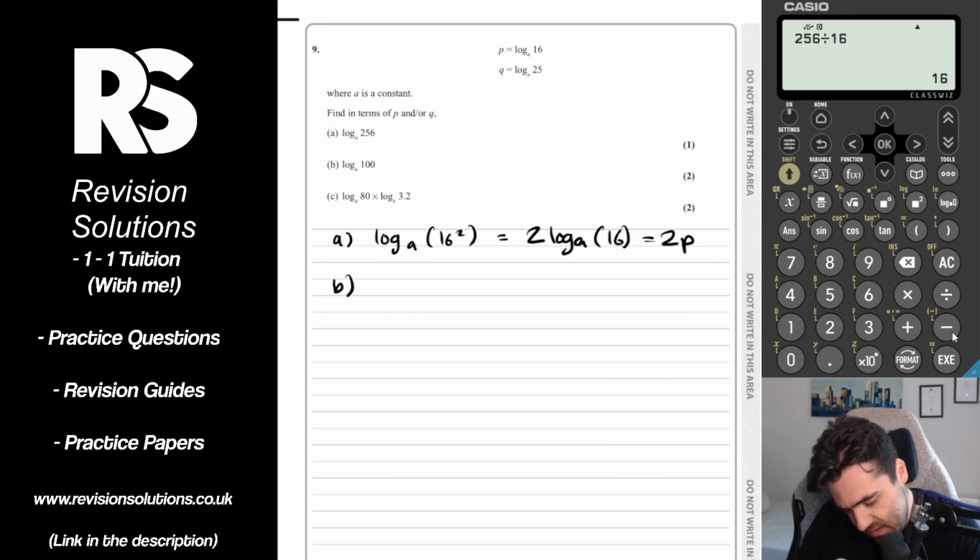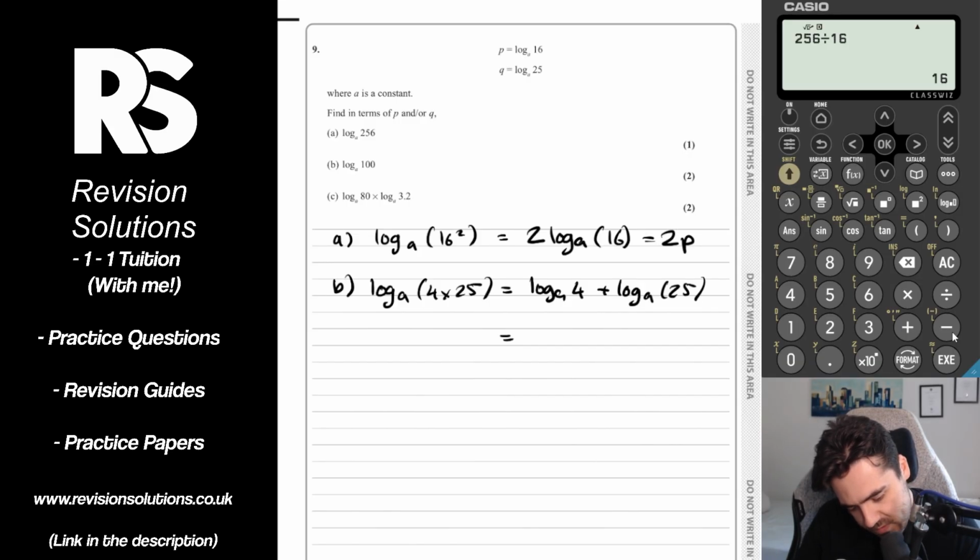Then for part B, we got log base A of 100. Well, log base A of 100 is just 4 lots of 25, which is the easiest way to get something in. We got log base A of 4 times 25, which we can split up as log base A of 4 plus log base A of 25.